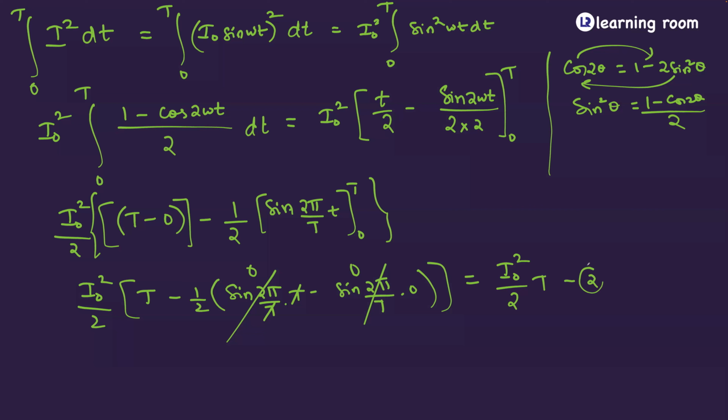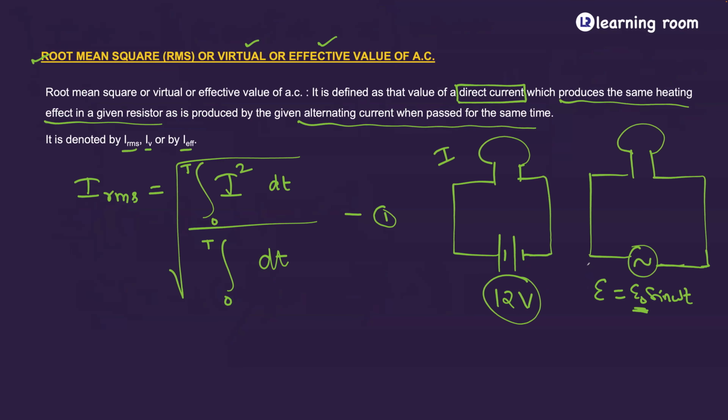Let me call this 2. And remember, this is actually the numerator of the first expression. Right. So what is the numerator? What is the expression that we have here? IRMS is equal to square root of, we already have the numerator value. And what is the denominator? Denominator is capital T.